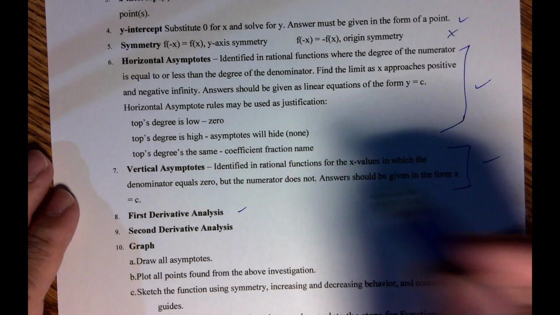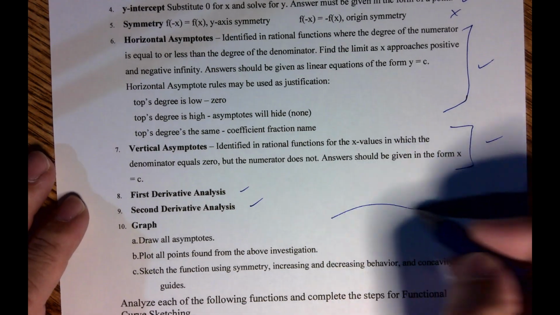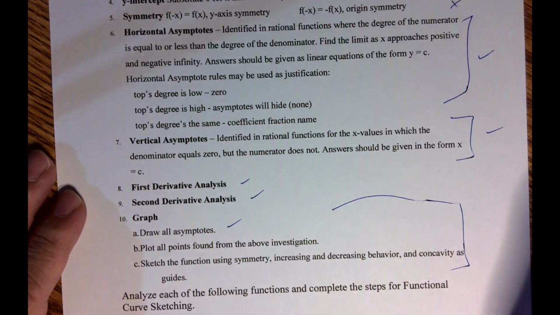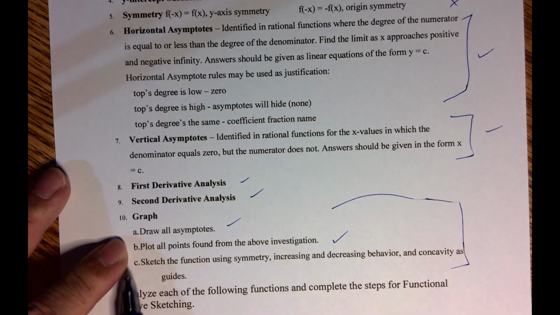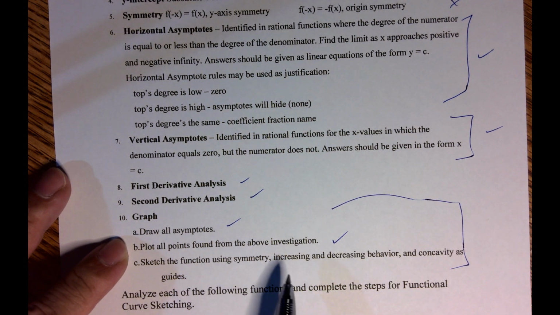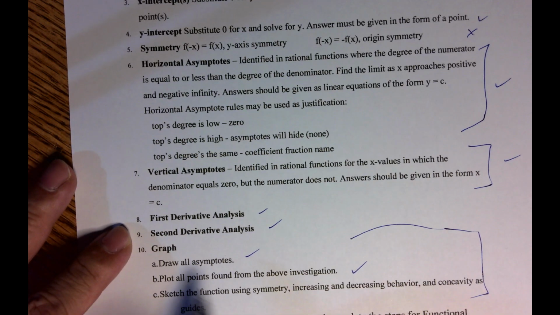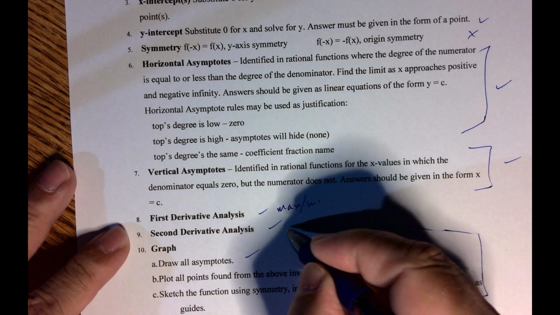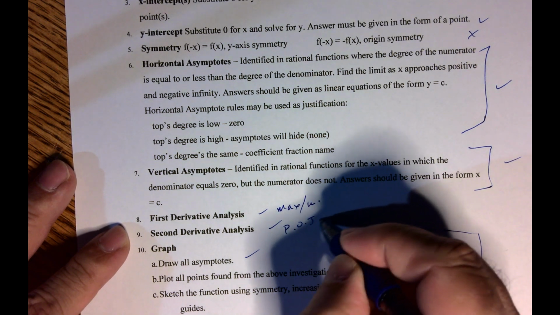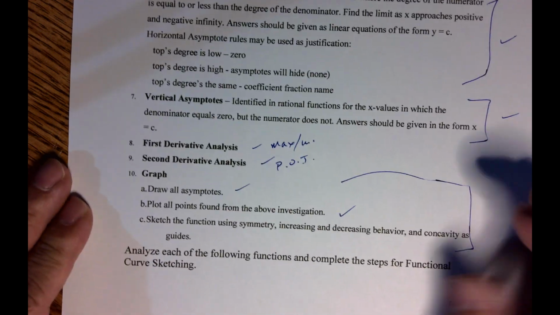First derivative analysis, it's helpful. Second derivative analysis, that's helpful. And then graph them. First, you draw the asymptotes. Plot all the points found from the above investigation. So when it says above investigation, that's x-intercept, y-intercept. First derivative analysis should give you maxes and mins, right? And you should get a point of inflection out of the second derivative, all right? Then graph it.